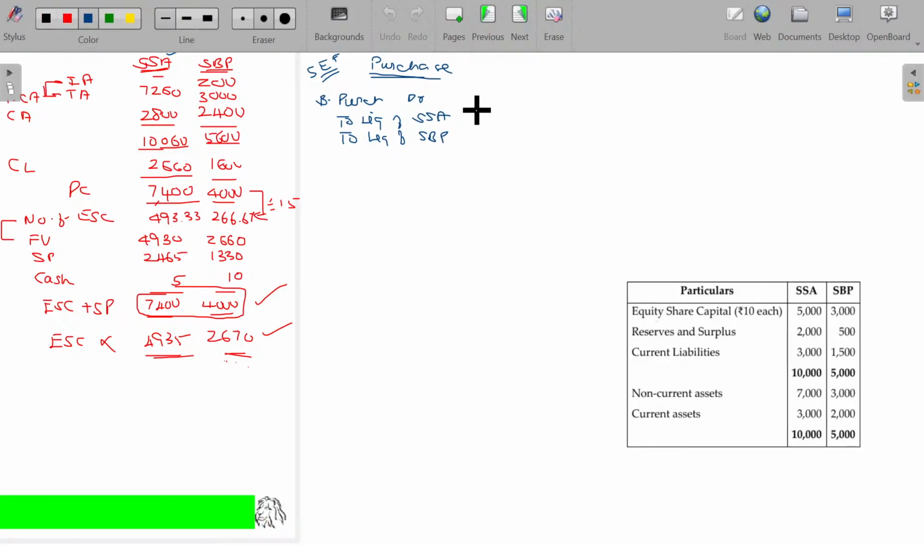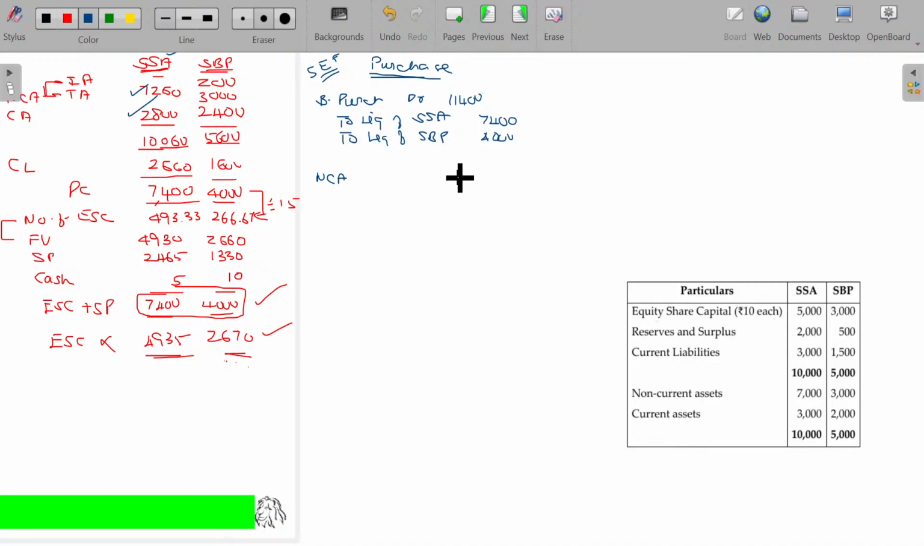So what's the purchase consideration? 7,400, 4,000, 11,400. Then for that we are getting various assets. We have to take them at realizable value under the purchase method.